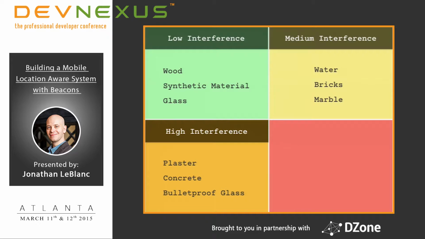On the high end are things like plaster, concrete, bulletproof glass, and very high interference is metal. So if you're going through metal, good luck trying to get any sort of proximity off that. With higher interference, you're getting maybe 5 meters of cost range on that one.